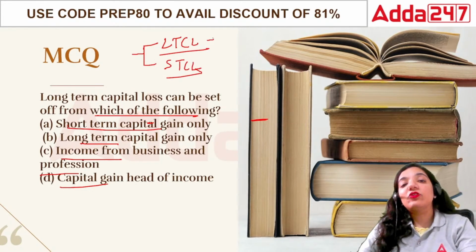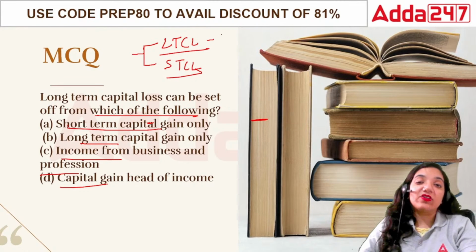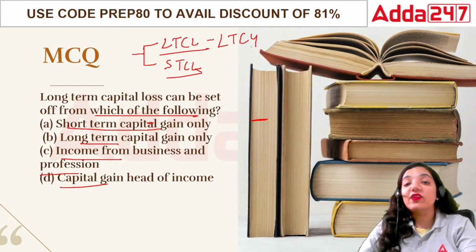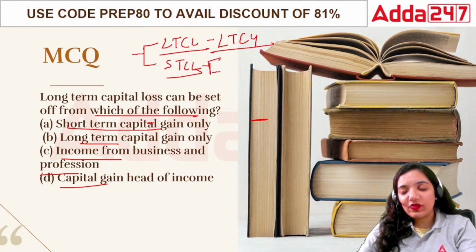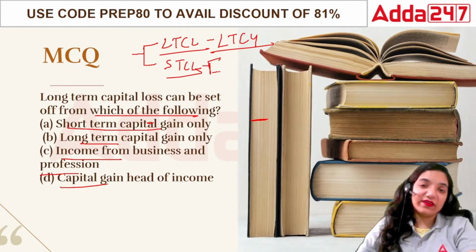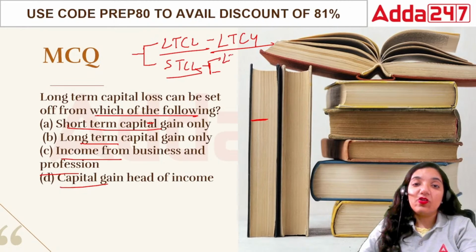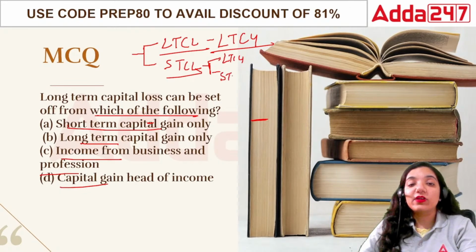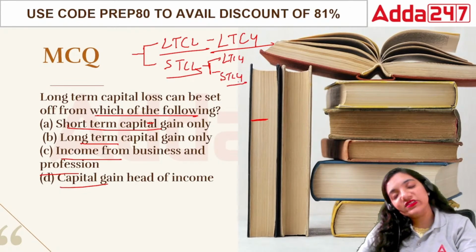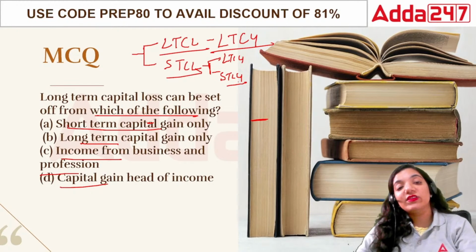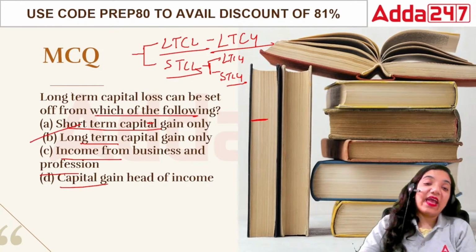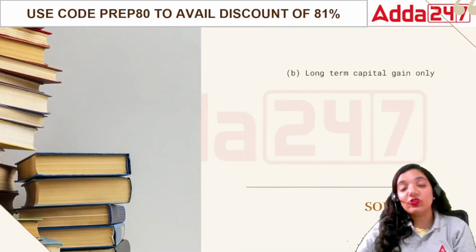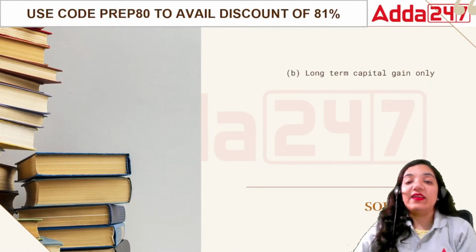Among these, the long-term capital loss can be adjusted against only and only long-term capital gain, while short-term capital loss, being the younger sibling, is more generous. It says be it long-term capital gain or short-term capital gain, it can be adjusted against both of these. So in this case, if they're talking about only the long-term capital loss, the correct answer is B. That is, it can be set off against the capital gain only.